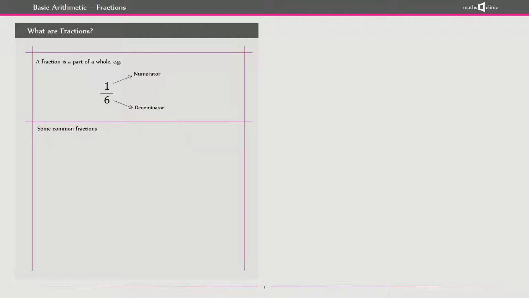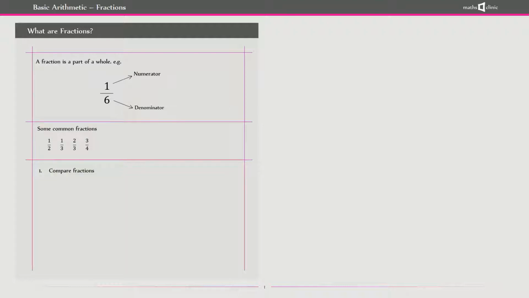Now here are some common fractions, okay? We have 1/2, that's 1 out of 2. We have 1/3, we have 2/3, we have 3/4. These are some common fractions. And we can perform different operations on fractions, and there are several things about fractions that we need to understand. Okay, and we'll be covering all of these in this lesson.